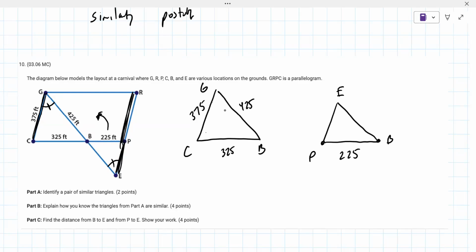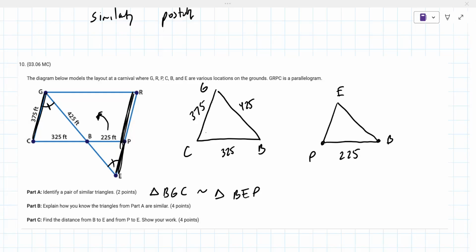The good news is that this is good to see. I don't know why the way we did the other day didn't work. It seemed reasonable, but who knows? So triangle BGC is similar to triangle BEP. That's part A. Explain how you know the triangles are similar.